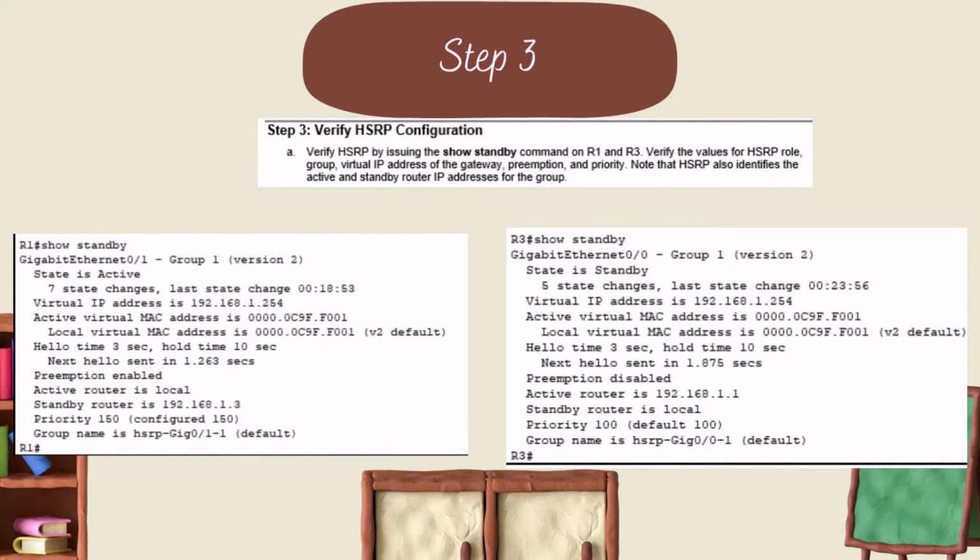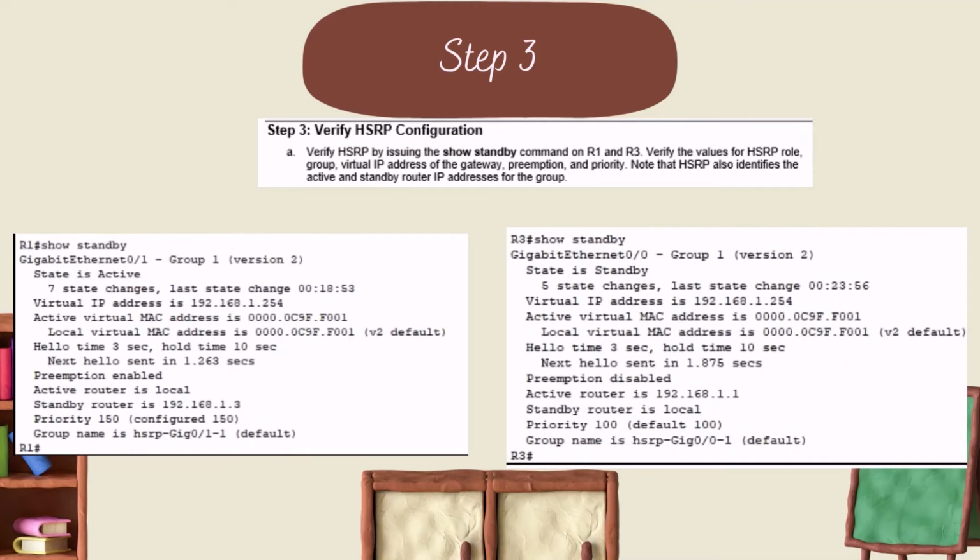So next adalah step 3, verify HSRP configuration. Soalan question A, verify HSRP by issuing the show standby command on router 1 and router 3. Verify the values for HSRP group, virtual IP address of the default gateway, preemption and priority. So bila kita masukkan dalam router 1 and router 3, kita masukkan show standby.